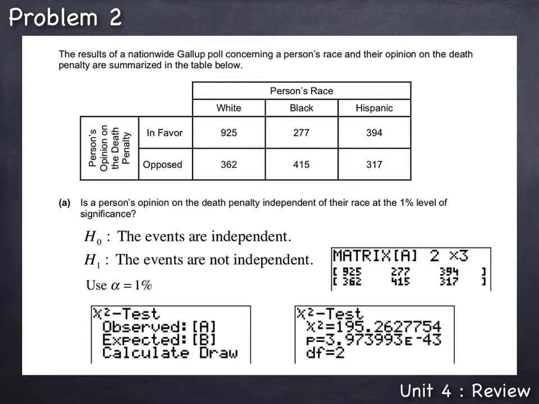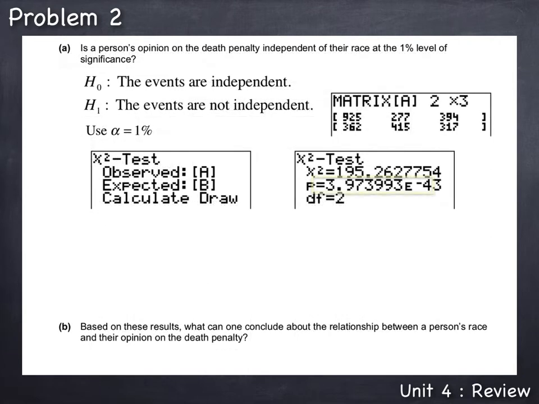So again, once we go through and press Enter under Calculate, the calculator displays calculations, including the p-value. The p-value is the one that's represented by the p equals. In this case, p equals 3.973993 e minus 43. The e minus 43 means that the decimal place the calculator displays between the 3 and the 9 really needs to be moved 43 places in the negative or to the left. And all those blank decimal spaces need to be entered in with zeros.